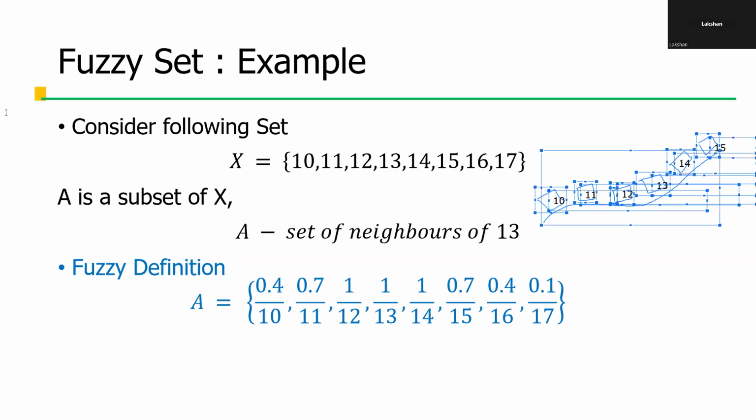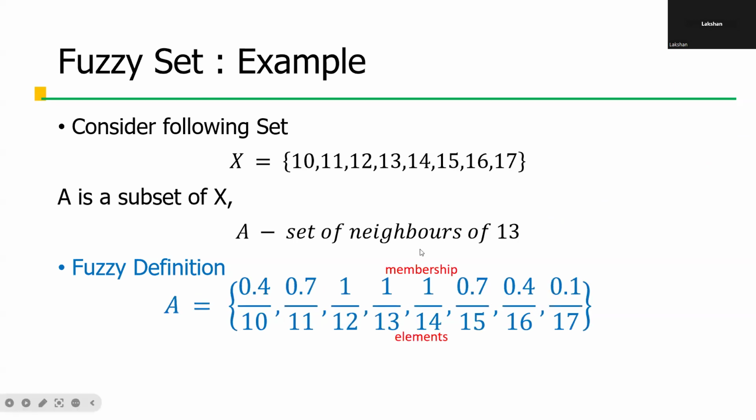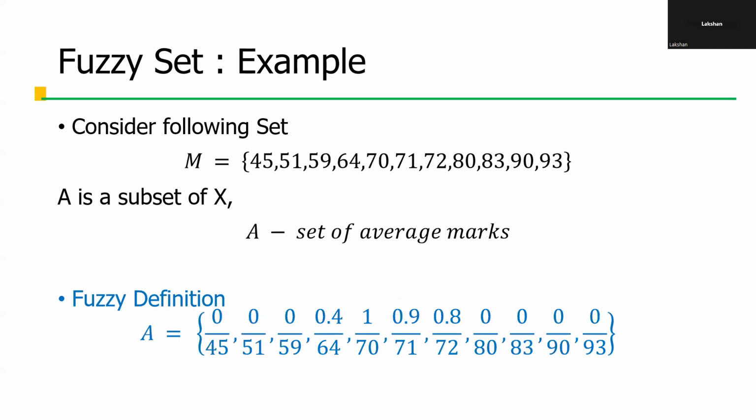Let's move on. Okay, in here we have said that this is the membership and these are the elements that we have. So, another example, we can say we have marks, M. Let's have capital M here. Okay, this should be capital M, not the X.